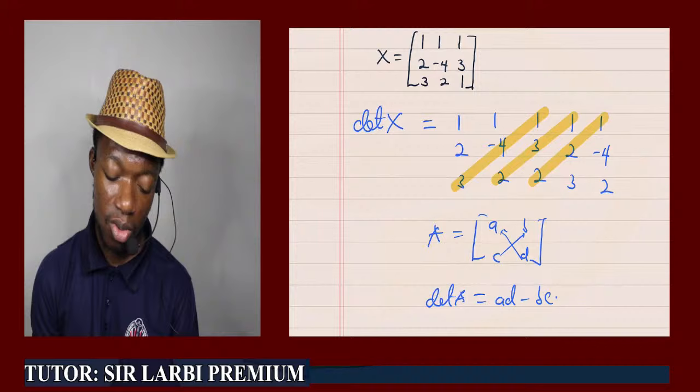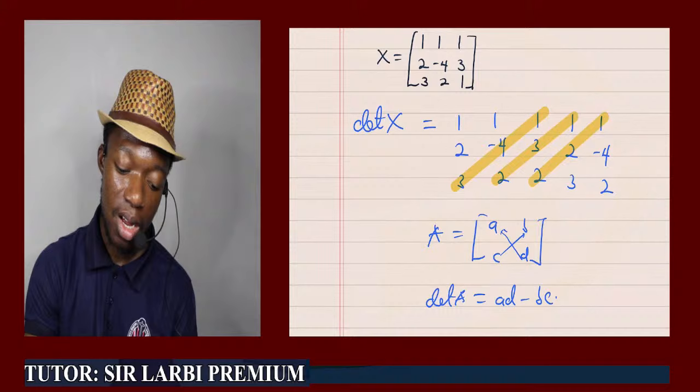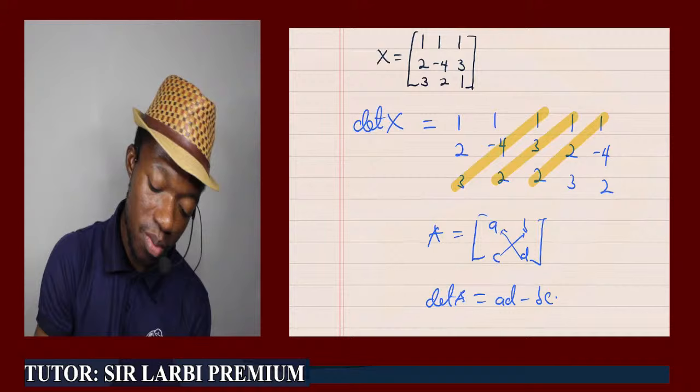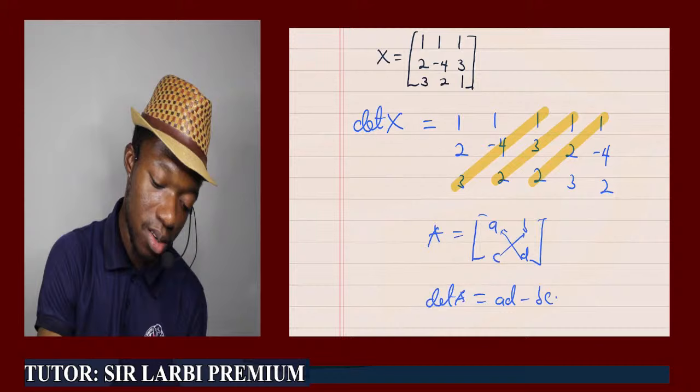So the same we're going to do here. You are going to find the product of the downward diagonal compared with the product of the upward diagonal. So this is going to be my upward approach, and you'll maintain this so that you use that as a reference guide.